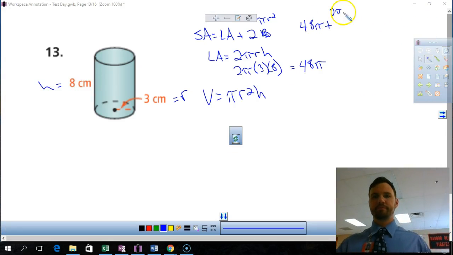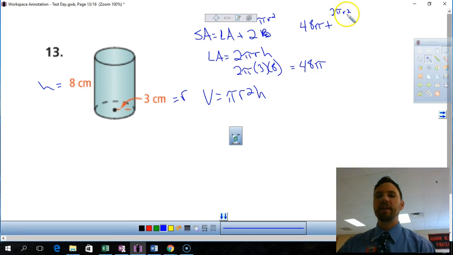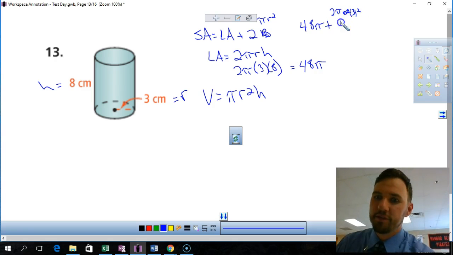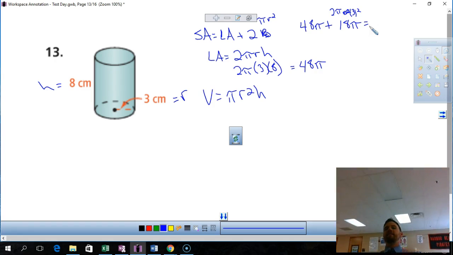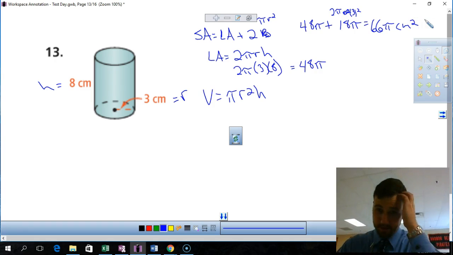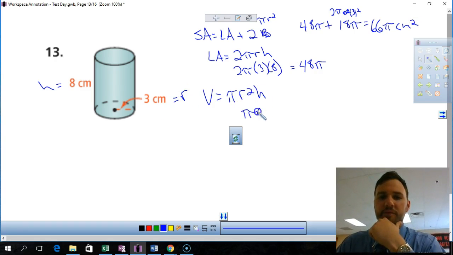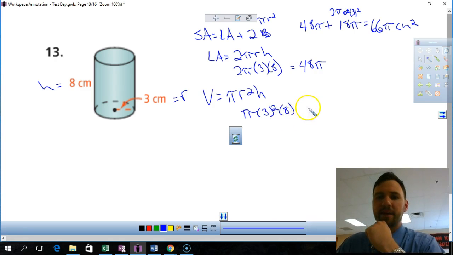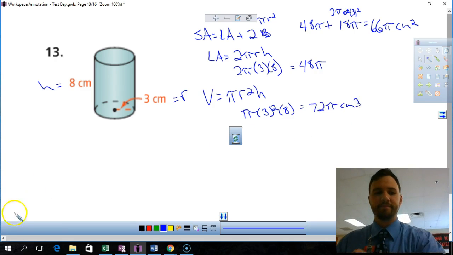Whoops. Which our radius is 3. 3 squared is 9. 9 times 2 is 18 pi. 48 plus 18 is 66 pi centimeters squared. Volume's a lot easier. We just do pi times our radius squared times our height. 9 times 8 is 72 pi centimeters cubed.